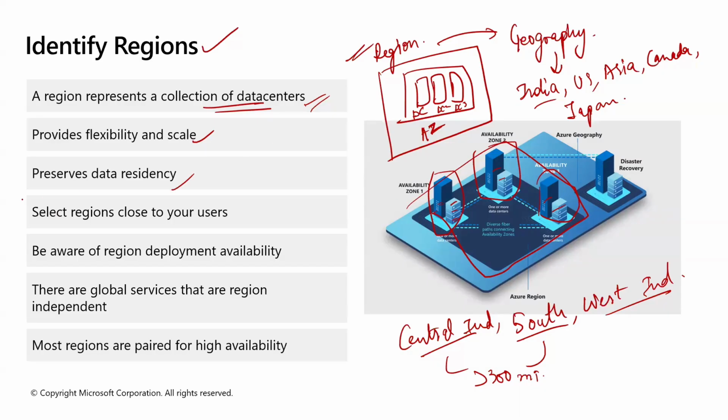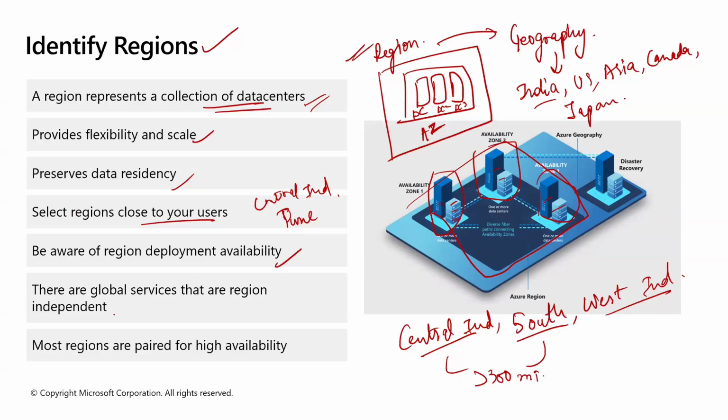And now there is a key consideration or a best practice, you can call it. They say always select a region that is close to your users. So if your users are, let's say, sitting in Pune, then what region should you go with? Maybe Central India, right? Something like that. Be aware of region deployment availability. Already shared you the website, so they are talking about the same thing. Check if the service that you are trying to host is available in your region or not.